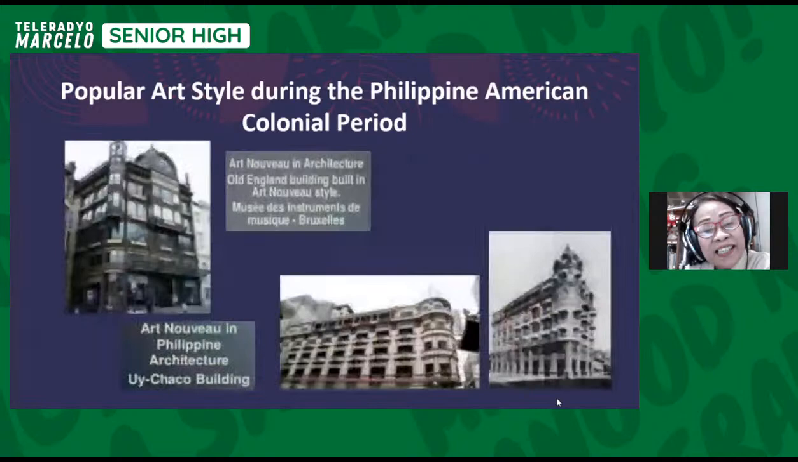Next, we have the Art Nouveau. Art Nouveau is a French word, which means new art. In architecture, the Old England building was built in Art Nouveau style. So, Musée des Instruments de Musique, by Brooksales. So we have the Art Nouveau in the Philippines, the Oi Chaco building.